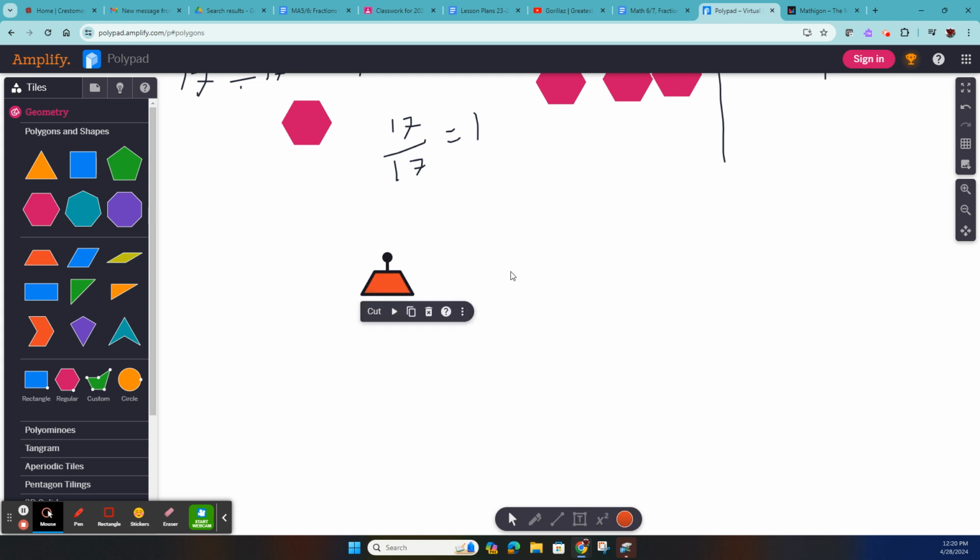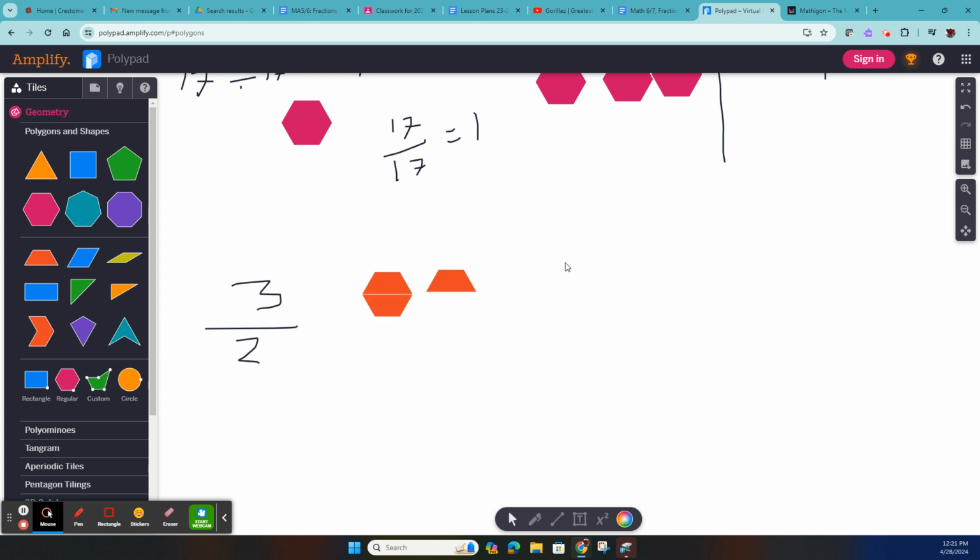Let's do halves, sure. Okay, and let's say the improper fraction they give us is 3 halves. It's improper because the numerator is bigger than the denominator. Cool. Well, I need to have 3 halves. So right now I've only got 2 halves, and now I've got 3.